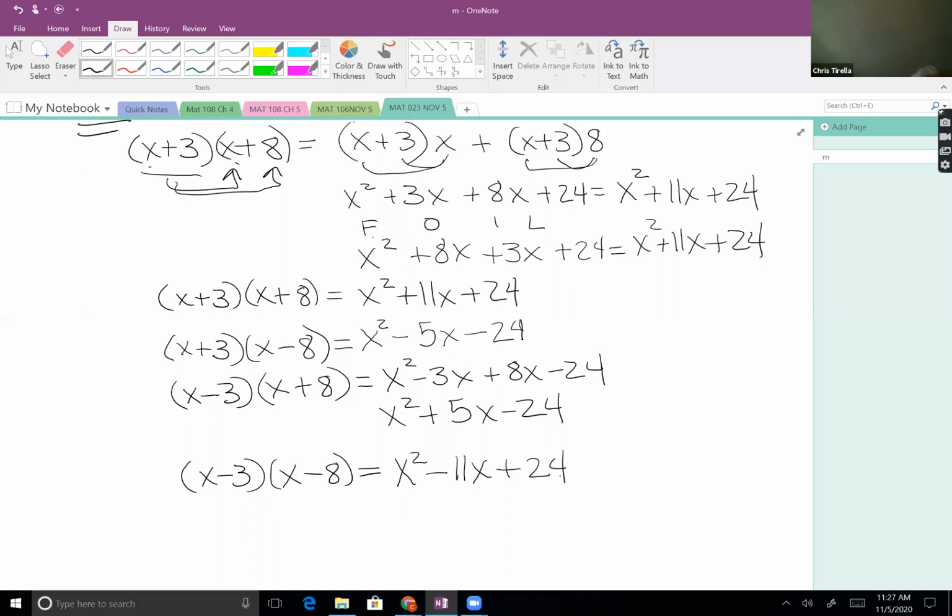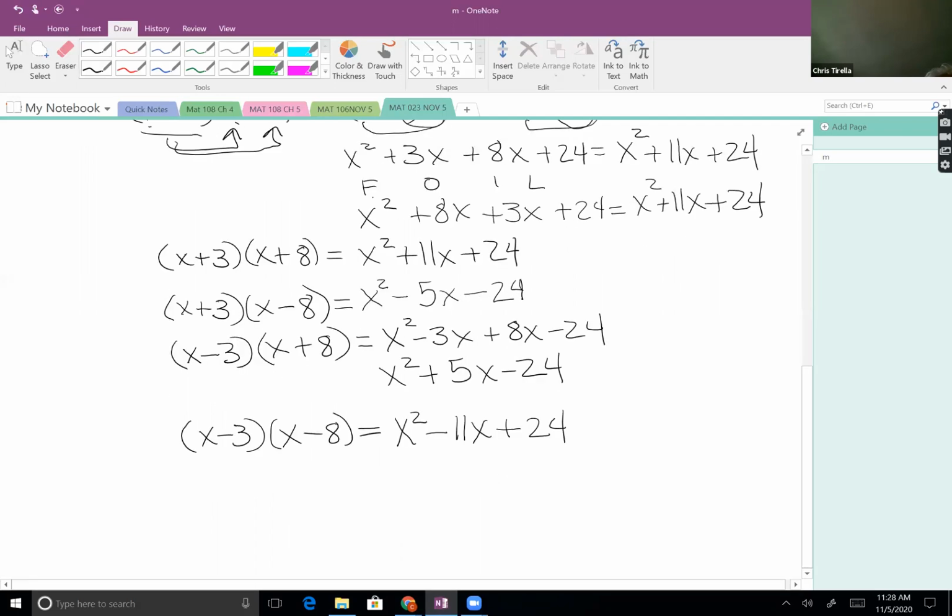Is anybody else getting x squared minus 11x plus 24? So what I want to do right now is compare each of these products to their factors, what I multiplied to get there.